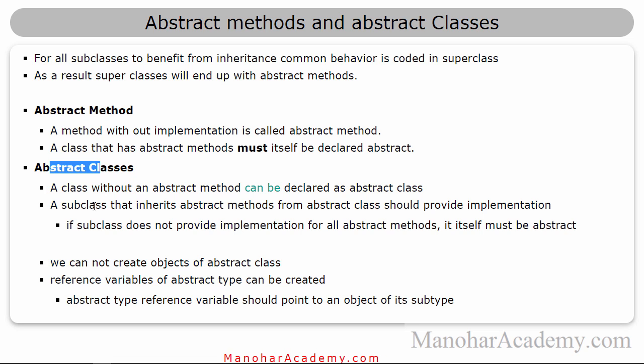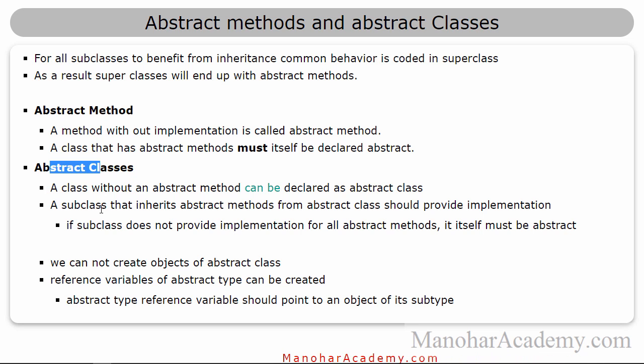Now, if the superclass has those abstract methods, whenever we create subclass, obviously the subclass will inherit all those abstract methods. So the subclass should provide the implementation for the abstract methods that it inherited. If it provides the implementation, it can say I am not an abstract class, because I inherited all those abstract methods, but I provided the implementation, so I am no longer abstract class.